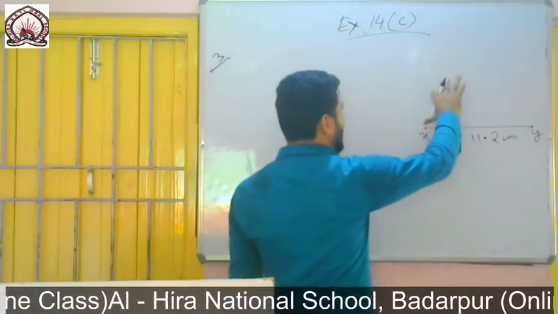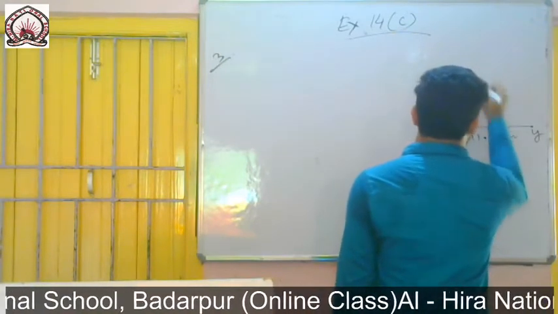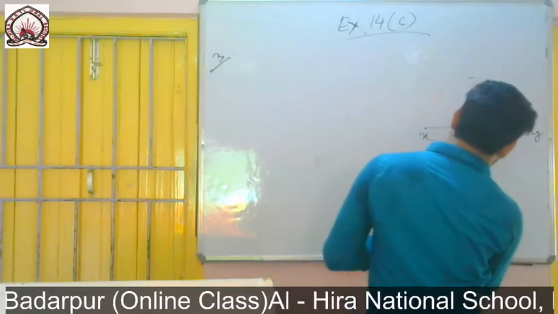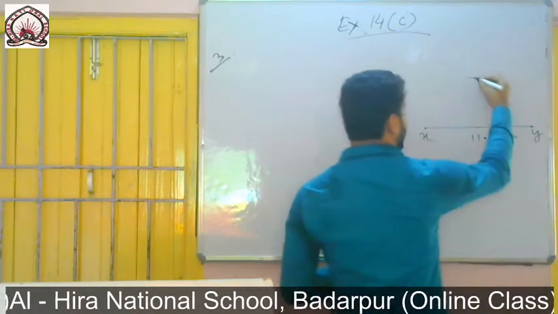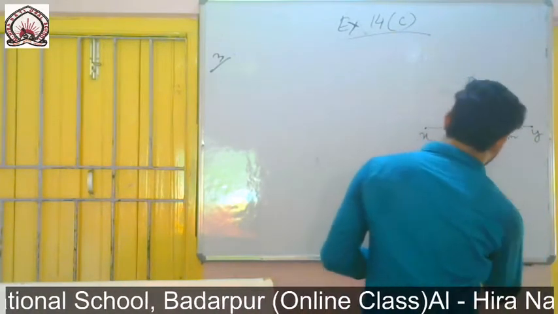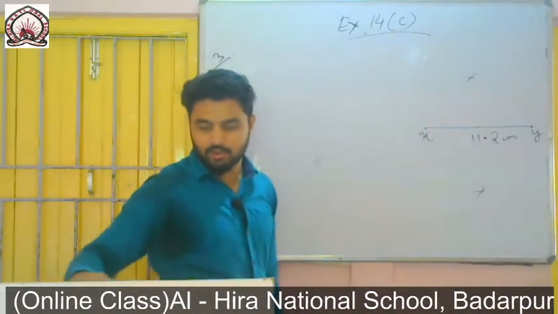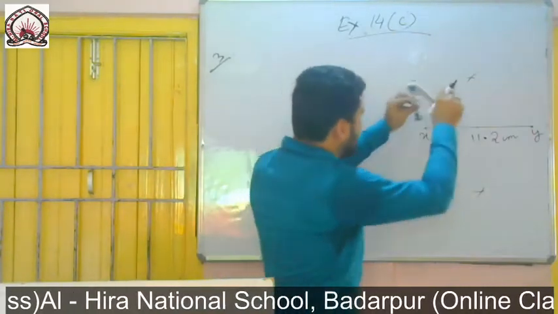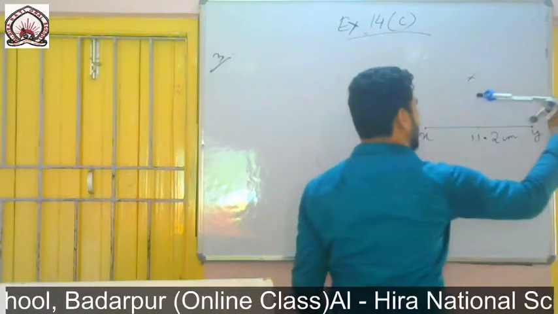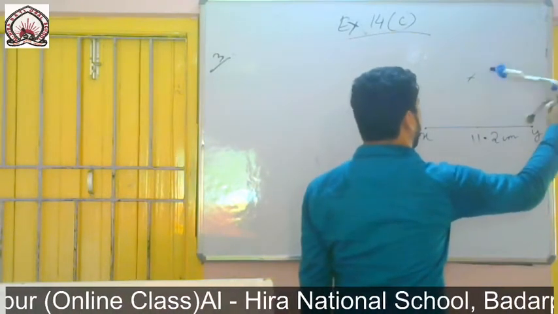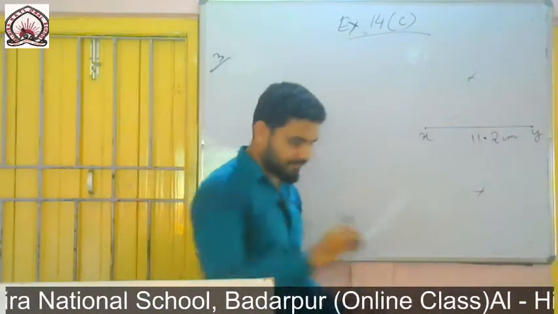You place your compass here, and here there will be another arc. And from Y, if you take, then it will cut like this. As earlier I have shown, using the compass, you place the compass here and draw one arc, and here one arc. Again, without changing the radius, you place the compass at Y and draw another 2 arcs. And join.